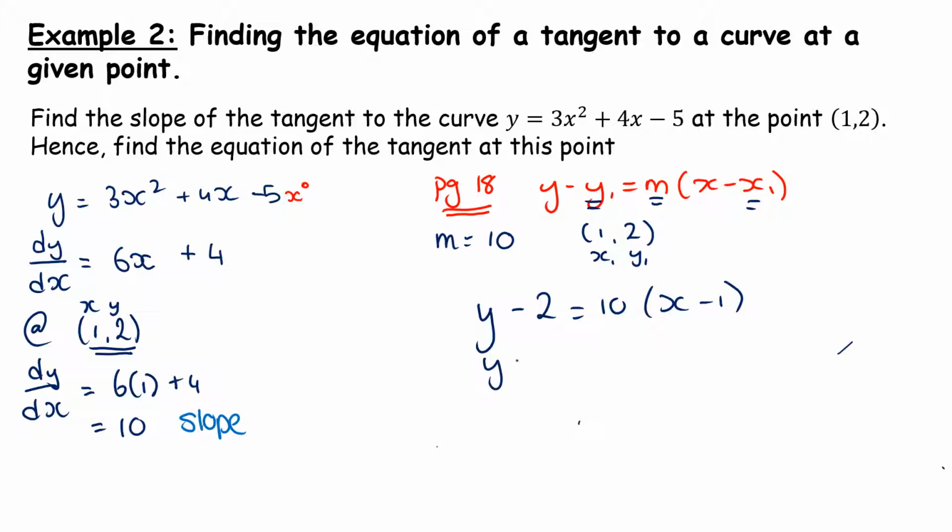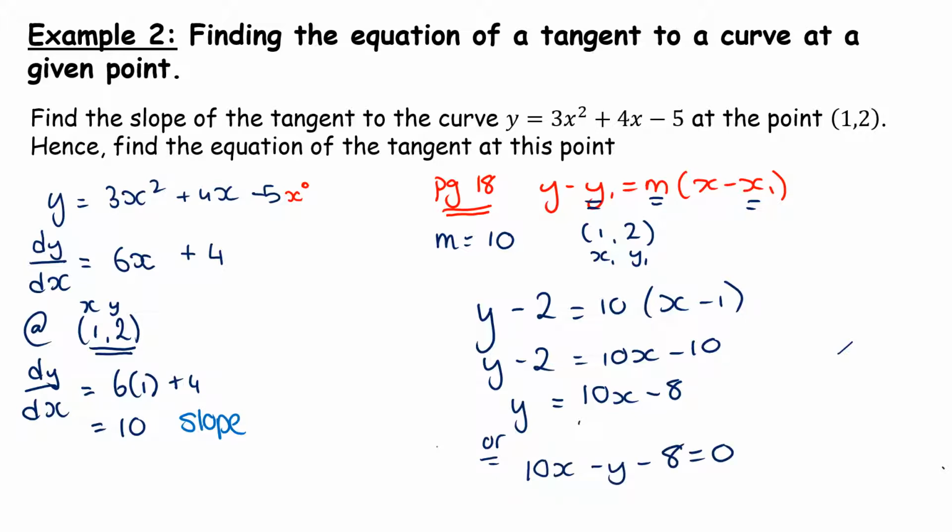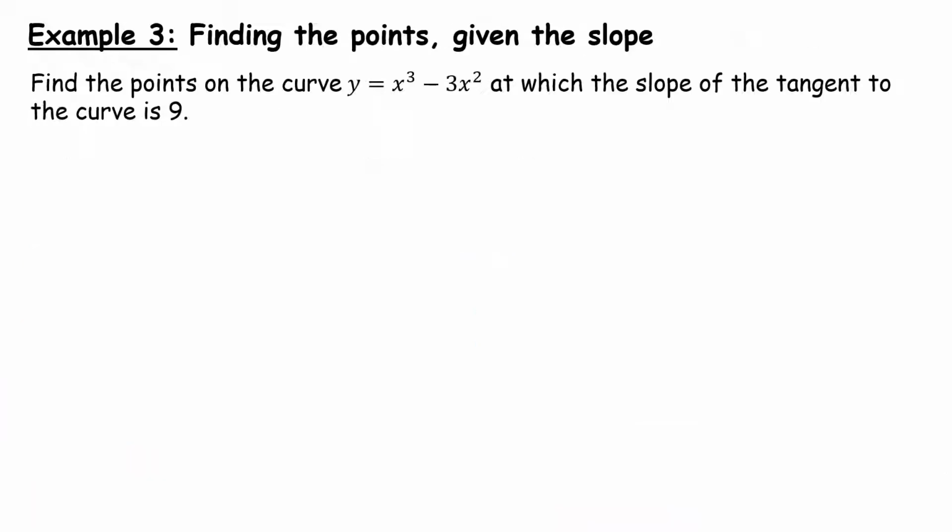Let's multiply that out. y minus 2 is equal to 10x minus 10. You can rearrange this whatever way you want. I'm just going to add a 2 to both sides, so I get y equals 10x minus 8. But if you prefer, you could write this as 10x minus y minus 8 equals 0, or in any form. If they don't tell you what form, they can't penalise you for not giving it in a particular form. Just make sure that there are no constants that need to be added together. Once that's done, it's absolutely fine.